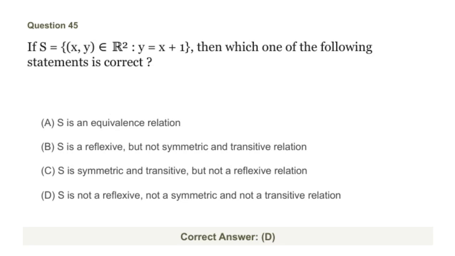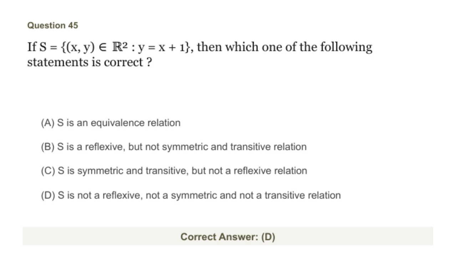Let's analyze the given set S, which is defined as all pairs (x, y) in R squared such that y equals x plus 1. Essentially, this is the set of all points lying on the line y equals x plus 1. Now, the question asks us to determine which of the provided statements about S is correct. Starting with option A, claiming that S is an equivalence relation. For a relation to be an equivalence relation, it must be reflexive, symmetric, and transitive.